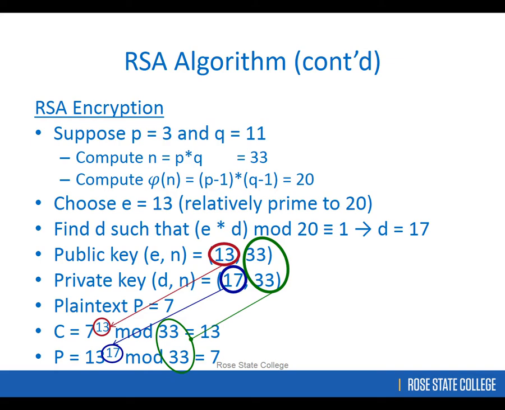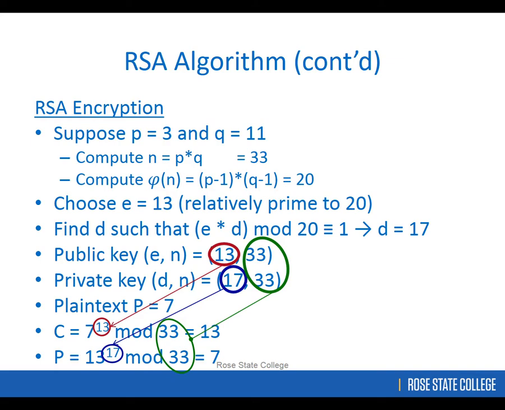Here's how we do it. This is exactly like the test question would be. Suppose I give you P is 3 and Q is 11. So N is P times Q, 33. Easy enough. Are y'all with me? So the totient of N is P minus 1 times Q minus 1, so it's 2 times 10. You agree with that? So you got 20. So far, so good.